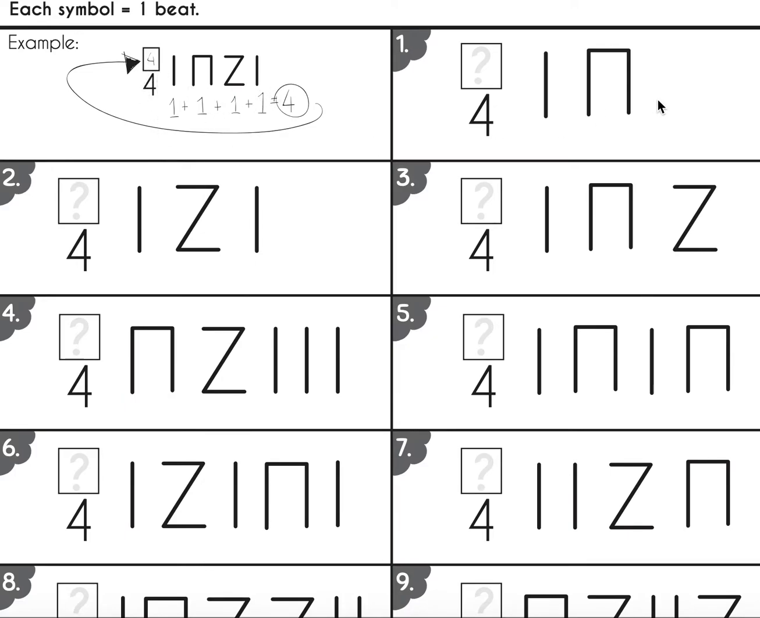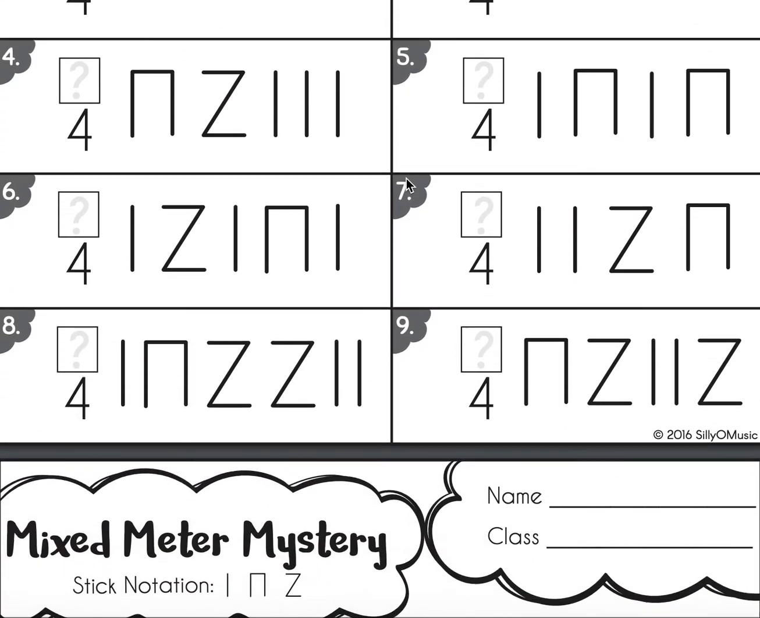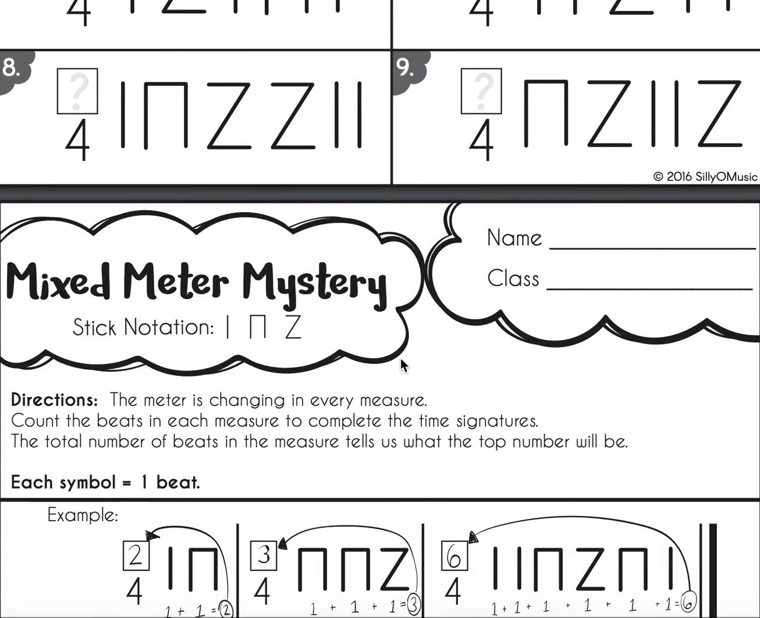So however many beats you have, that's the number that goes in the top box here. For example, we'll do number 1 together. Here I have a quarter note and a beamed eighth note. So I have 1 plus 1. So I get 2. So in the box here, I'm just going to write the number 2. You'll do the same thing for the rest of these all the way up to number 9.